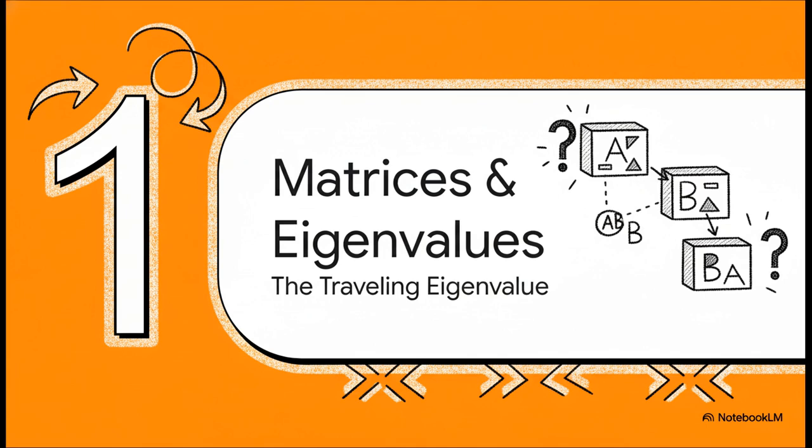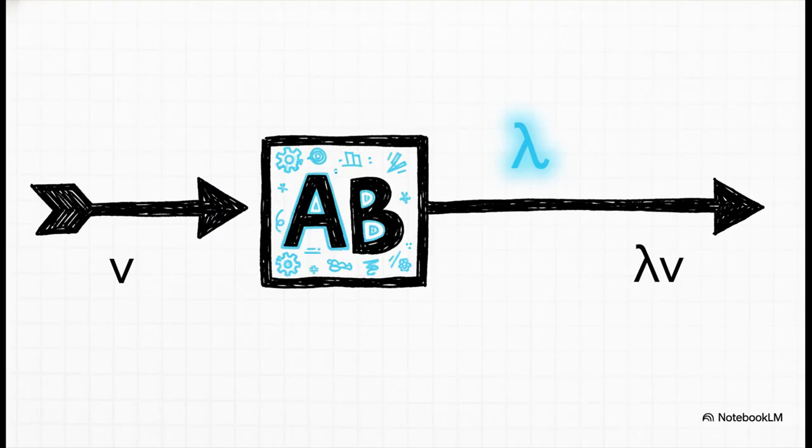We're about to investigate what I like to call the case of the traveling eigenvalue. The question is pretty simple. If a number is an eigenvalue for the matrix AB, is it automatically an eigenvalue for BA too? Let's find out. Okay, so to get this proof off the ground, we'll start with what we know.